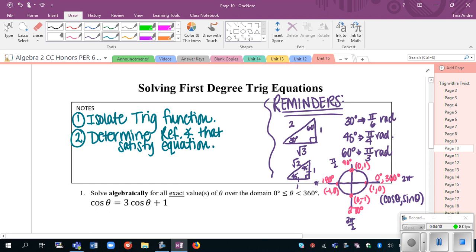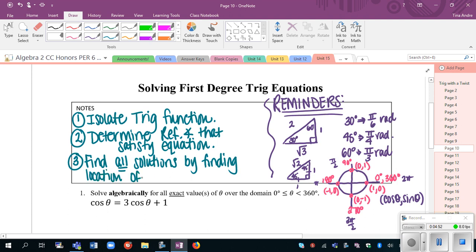That's where we're really going to be using our unit circle and our special right triangles to help us with that. And then what we also have to consider is all angles around the unit circle. Not just the acute angles or the angles in the first quadrant, we have to consider all possibilities. So we're going to find all solutions by finding the location of angles using the quadrants, which quadrants are positive versus negative.